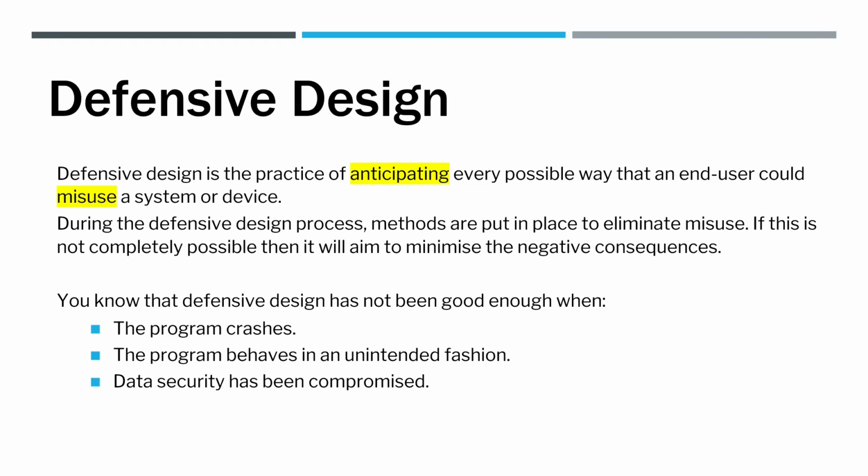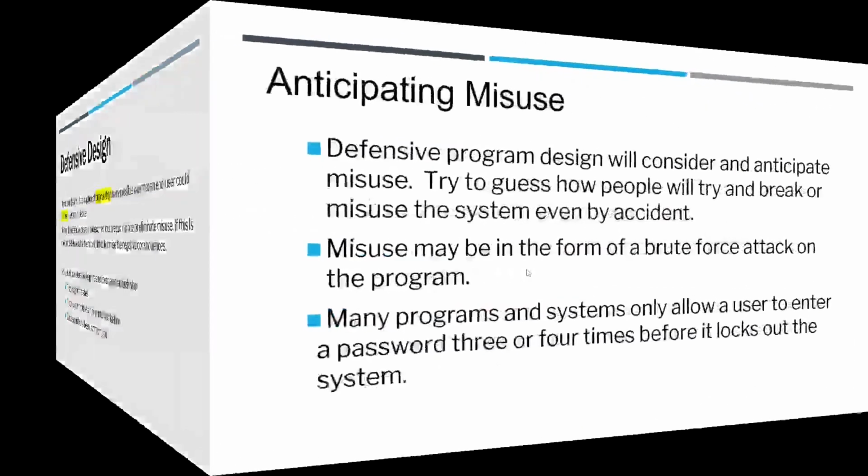Now, it doesn't mean that they're going to try and hack it, but it could also mean that they could do something wrong, like type the wrong type of word into an integer. So you want to make it so the program doesn't crash, it behaves as intended, and that data is secure, right? If any of these things happen, then defensive design has not been good enough. If your program crashes, does the wrong thing, or data has been compromised, then you've done a bad job. So how do we do that?